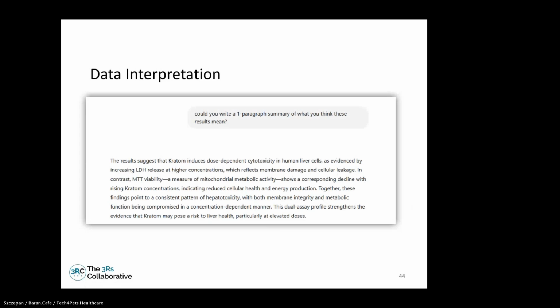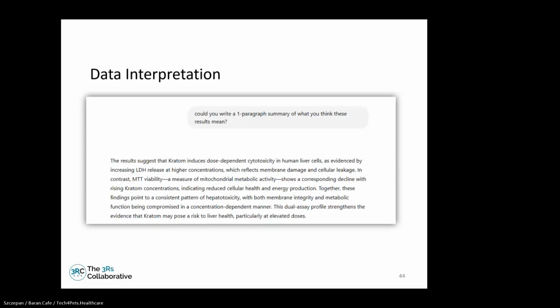This is another thing where, in prompt engineering, you might want to say, hey, only talk about what I gave you. Don't talk about what's out on the internet. Here, I didn't give it a lot of bounds. So it looked up what LDH is and told me about it in this summary. Same with MTT viability. It talked about what that is, and how it responded. So it said it's a consistent pattern of hepatotoxicity with membrane issues.